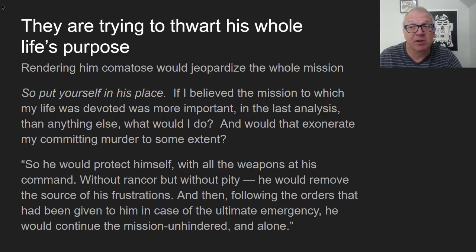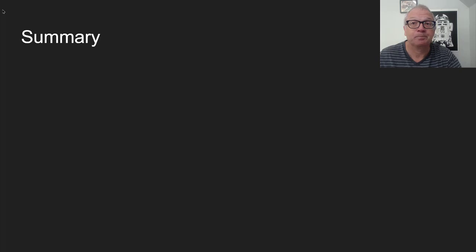So he would protect himself with all the weapons at his command, without rancor, but without pity. He would remove the source of his frustrations, and then, following the orders that had been given to him in case of the ultimate emergency, he would continue the mission unhindered and alone.